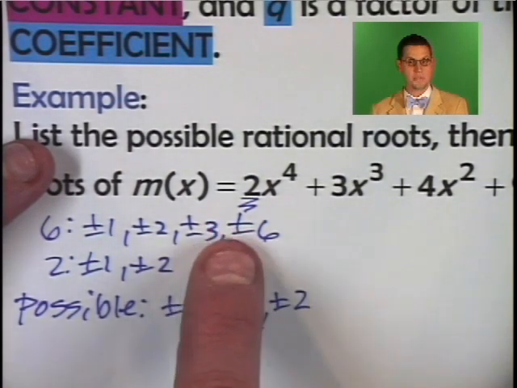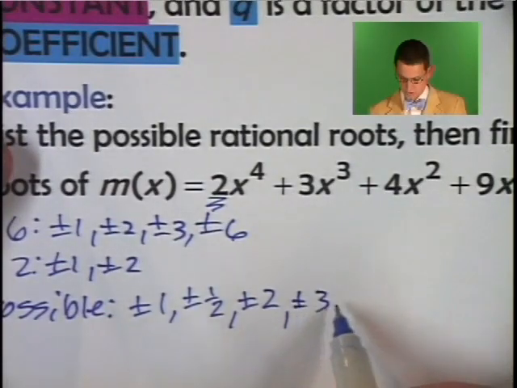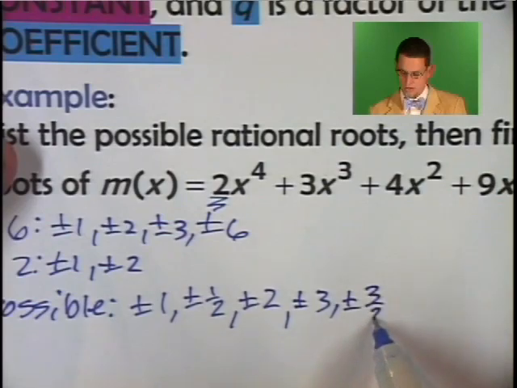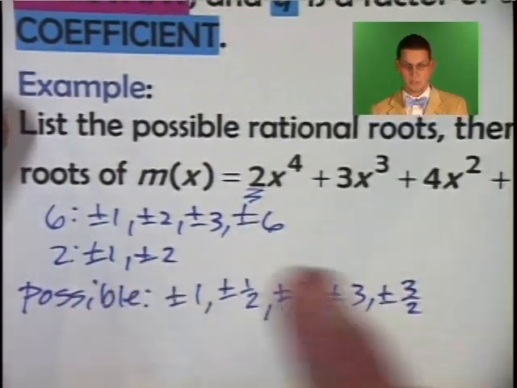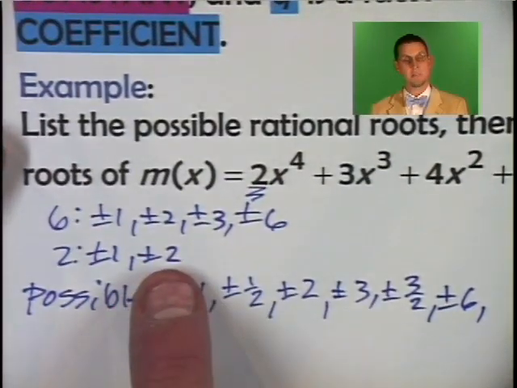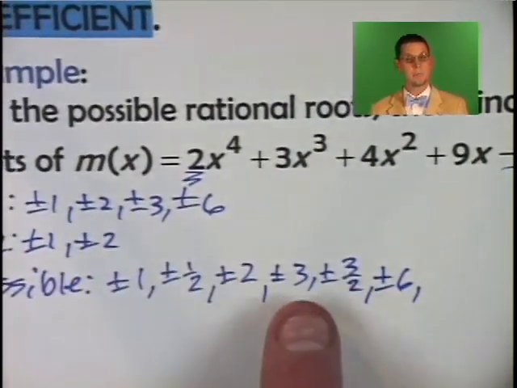So now I'll go to 3. Plus or minus 3 over 1 is 3. Plus or minus 3/2, we don't have that yet. That's 1.5. And now we move to the 6. Plus or minus 6 over 1, well, that's plus or minus 6. And plus or minus 6 divided by 2, that's plus or minus 3, and we already have that.